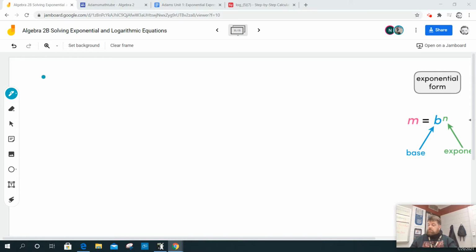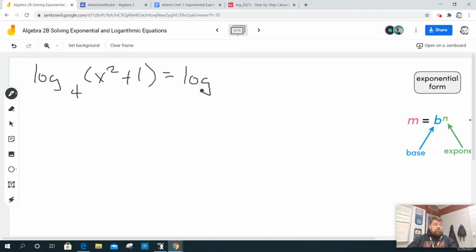All right, for this next one, we've got log base 4 of x squared plus 1 is equal to log base 4 of 2 negative 2x. So if we think about this, this is kind of easy. This has to equal this.